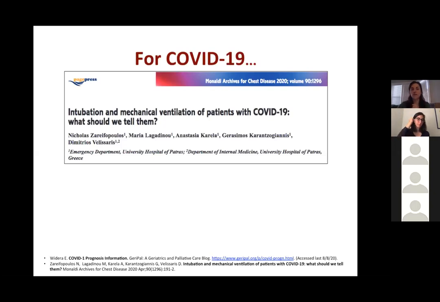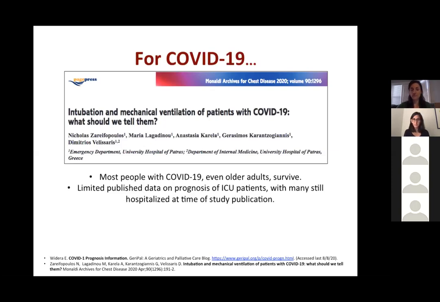But this paper was written by a group in Greece who basically looked into the literature and asked, great, what are we supposed to tell our patients with COVID-19 when we're having code status discussions? Because a lot of code status discussions depend on someone's likely prognosis, right? And we don't know a lot yet about prognosis for people with COVID-19. So I would say know that most people with COVID-19, even older adults and geriatric patients, survive it. Know that there is some limited published data on prognosis of ICU patients, which is really what we need to look at when we're thinking about code status discussions.